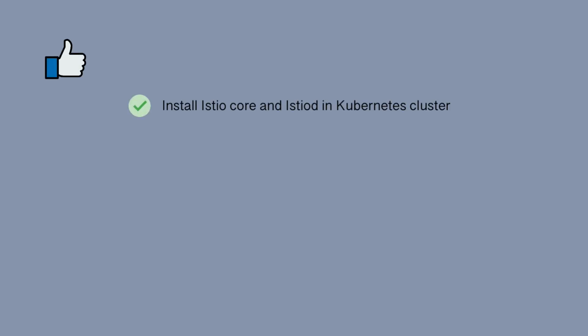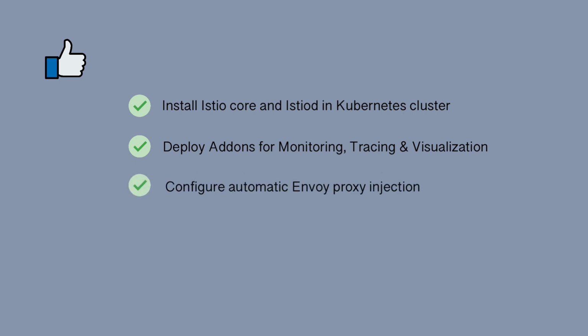So that's how you install Istio in your cluster, how you deploy additional add-ons in order to visualize metrics data and communication data between your microservices, and how to configure your cluster for Istio proxy injection.